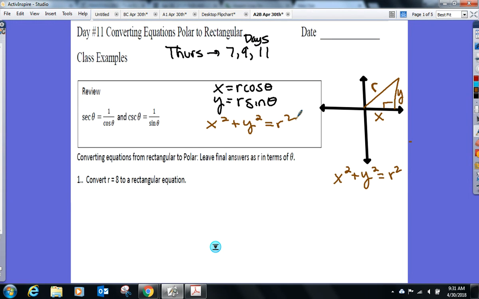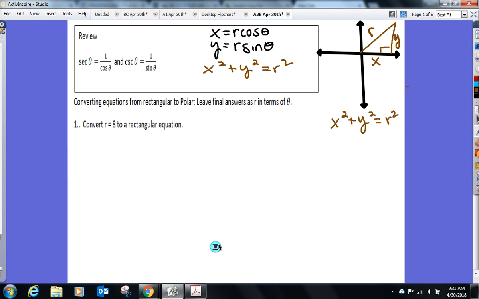Are we ready to go? I know there's only 4 or 5 of them today, but I can't afford to fly by them, because heads are going to be spinning tomorrow when you're trying this on your own. Here's r equals 8. That's a polar equation because it's r. I want it into rectangular form now.